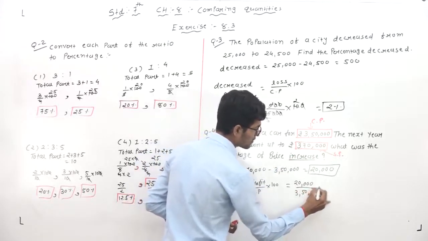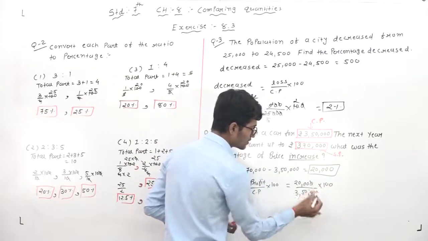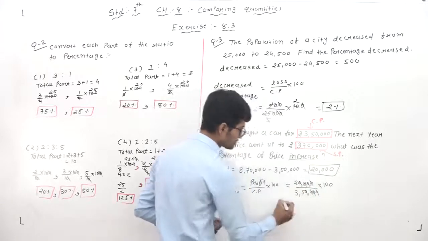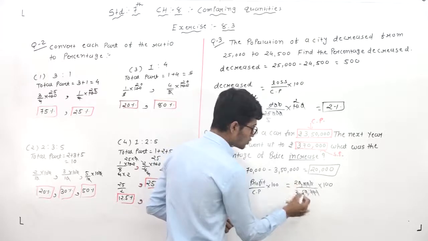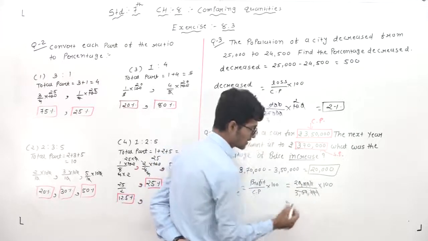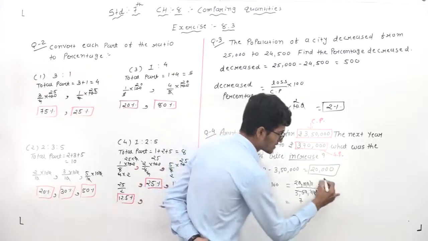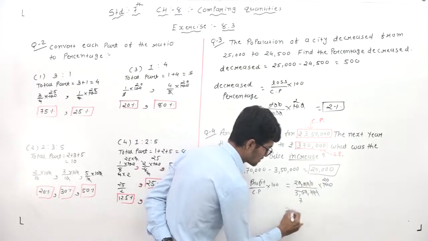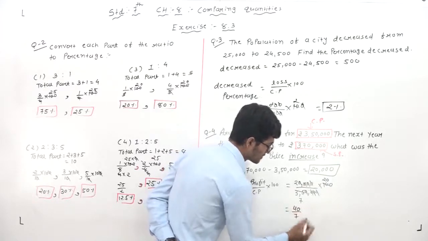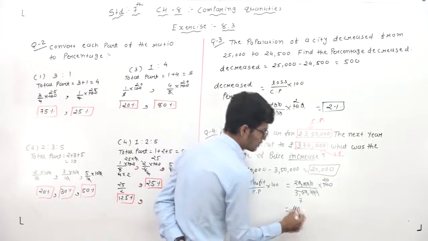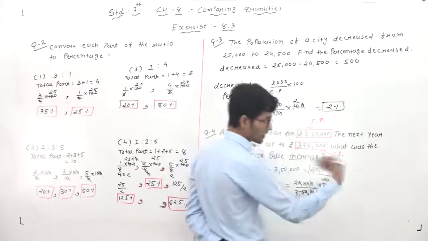3,50,000 multiply by 100. Cut the zeros. Here 2 and 35 is remaining. So dear students, if you cut here 7 5s are 35, and here it is 20 5s. 2 multiplied by 20 it means 40 by 7. So 40 by 7.